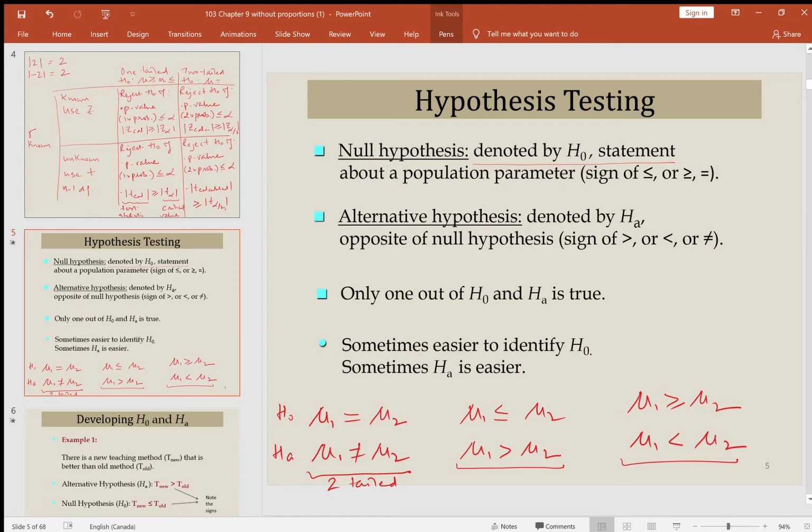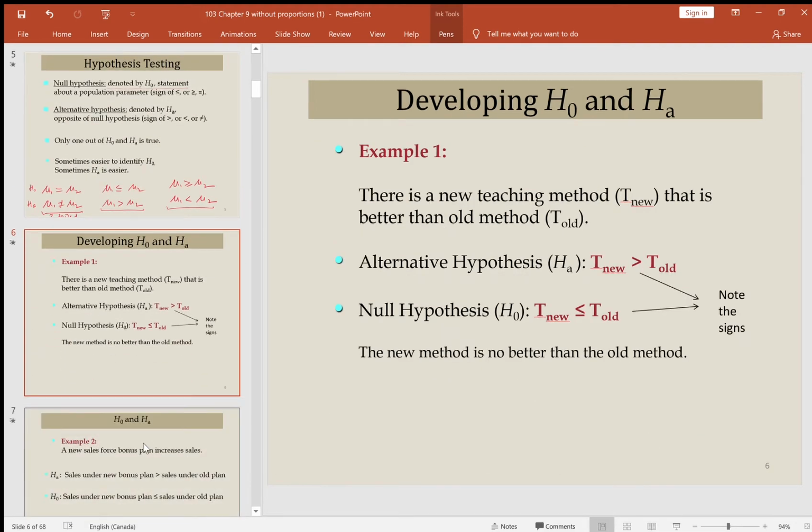Now, sometimes it's easy to formulate the null hypothesis first, and then we can come up with the alternate hypothesis, and in some other cases it's easier to first formulate the alternate and then we formulate the null. So we'll see, depending on the context, which one is easier to identify. Sometimes it's easier to identify H naught, and sometimes HA is easier. And of course, only one of the two is going to be true. Either H naught is going to be true or HA is going to be true. So let's go through some examples on how to formulate the null and the alternate hypothesis.